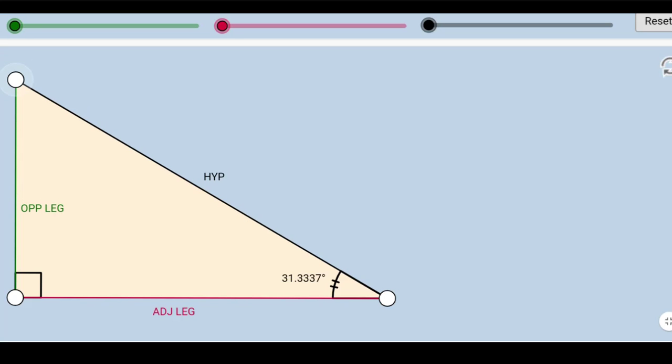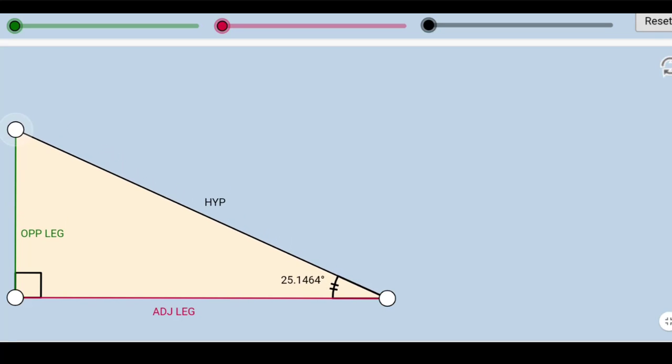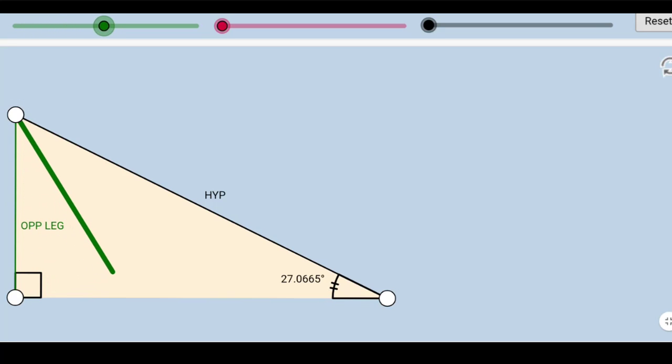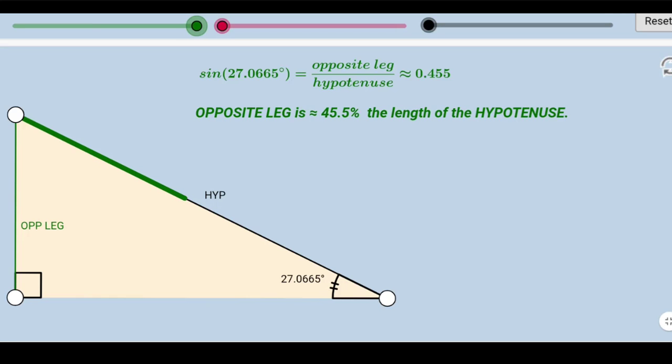So I'm going to create a right triangle with 27 degrees. I'm going to get it as close as I can to 27 degrees. And right there. Oh, missed it. How about a little bit lower? Right there. That's as close as I can get. Okay. So now I've created a right triangle with a reference angle of 27 degrees. And if we check the ratio between the opposite piece and the hypotenuse, we should get a value for this problem. Let's see what we get. It tells us about 0.455.